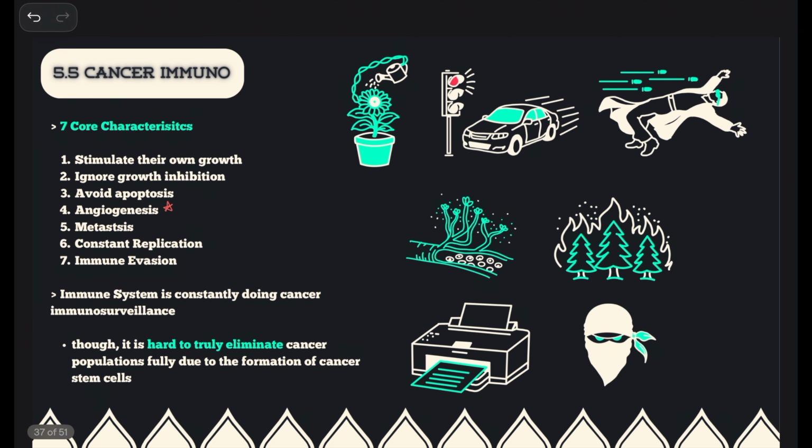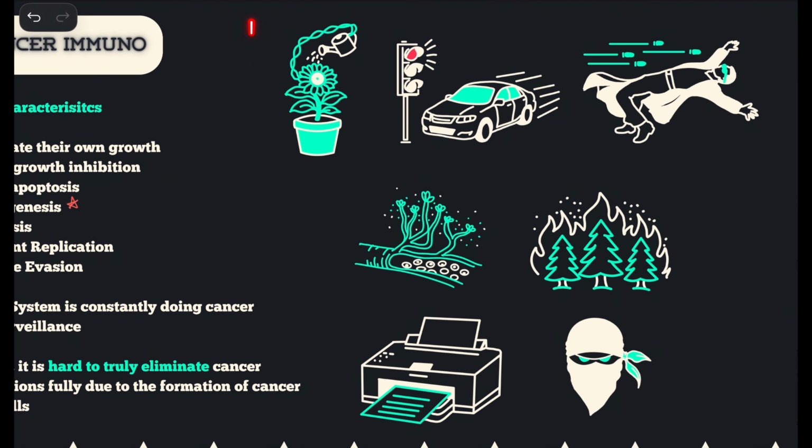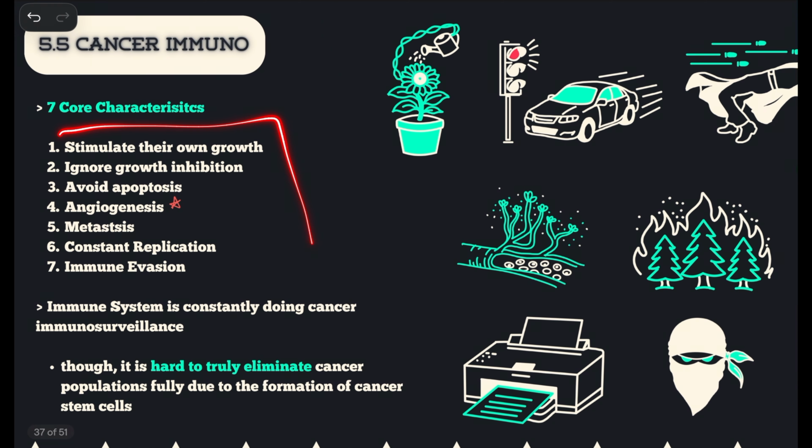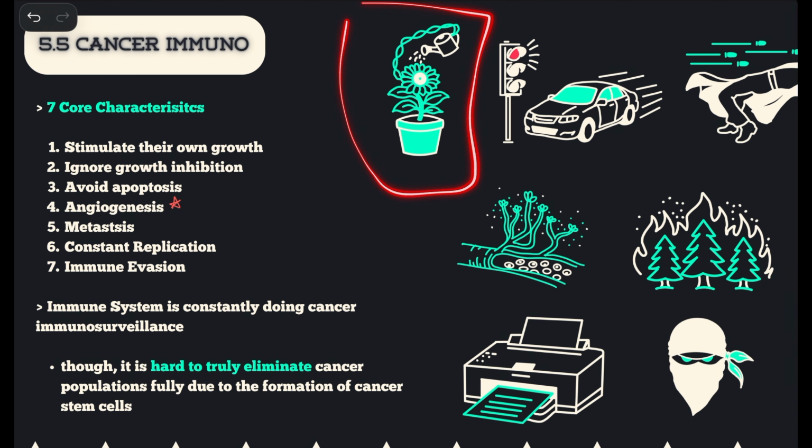All right, let's get going on this awesome slide here. So these are all beautiful picture representations of the core characteristics of cancer. Okay, first, they stimulate their own growth. So I have this sunflower watering itself. They secrete cytokines that aid in cell proliferation. Makes sense. The tumor wants to be alive. It doesn't know what it's doing is pathogenic in nature.